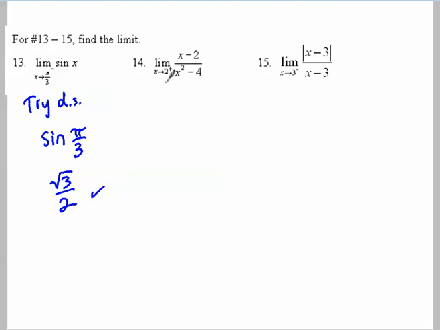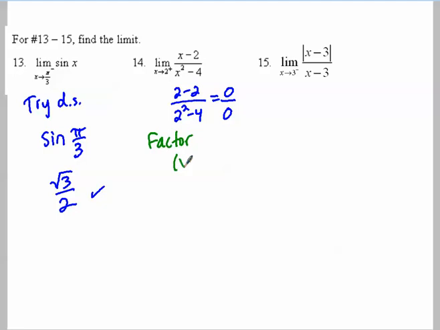Next one, if I try direct substitution, regardless of whether that's from the right or from the left, I get 2 minus 2 over 2 squared minus 4, and there's our indeterminate form. We get 0 over 0. So remember, we think of other things. Next thing on our list is factoring.